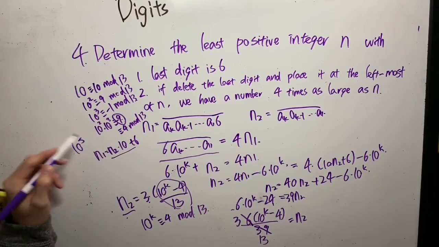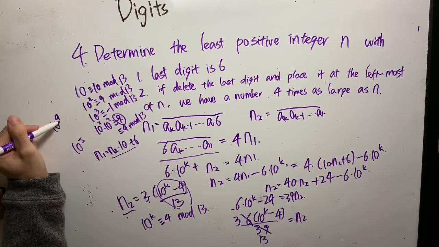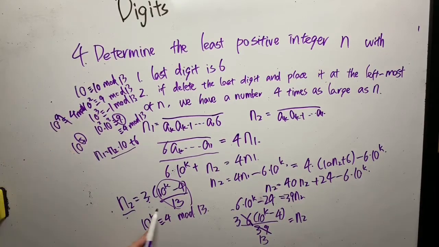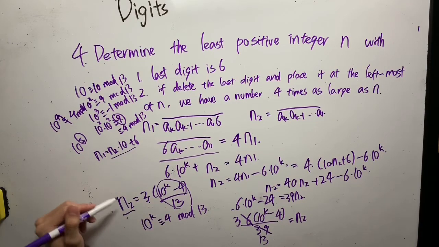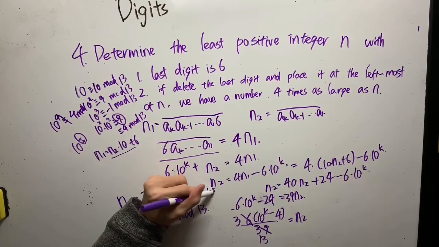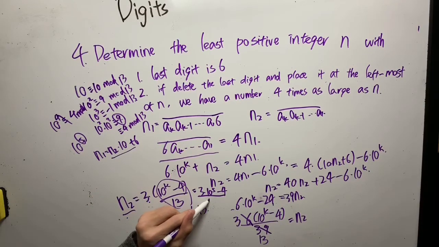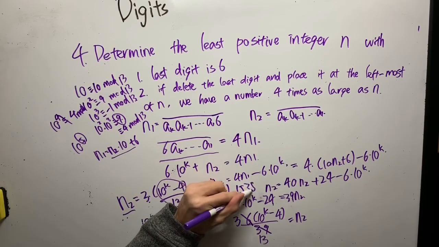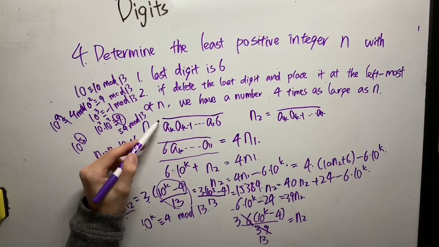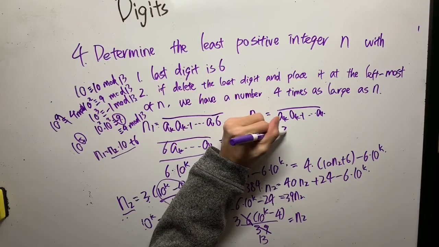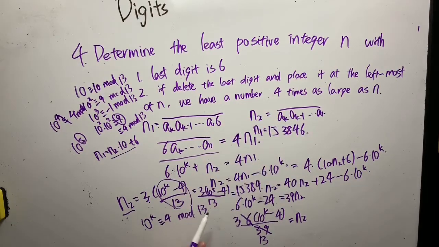We can try 10 to the 4th, but 10 to the 4th is not congruent to 4 mod 13. Thus, 5 is the least k in this question. Therefore, we have k equals 5, and n2 is thus equal to 3 times (10 to the 5th minus 4) over 13, which equals 15384. Thus, n1 equals 153846, and we solve the question.